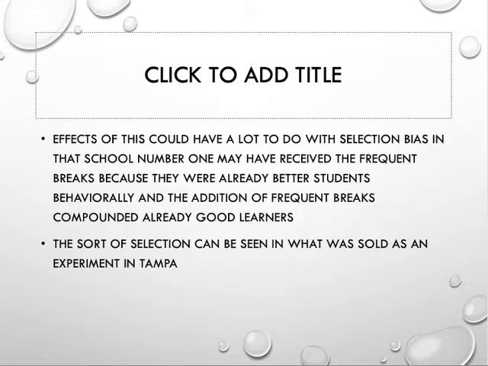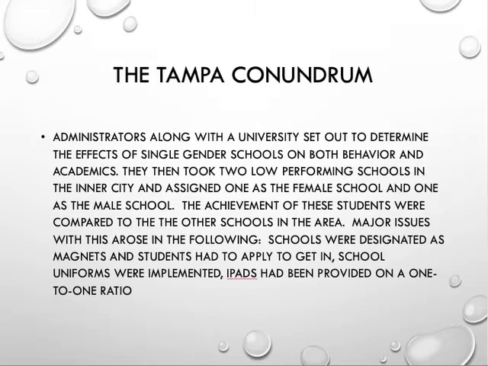This sort of selection could be seen in what was sold as an experiment in Tampa. Administrators, along with the university, set out to determine the effects of single-gender schools on both behavior and academics. They took two low-performing schools in the inner city and assigned one as the female school and one as the male school. The achievement of these students was compared to the other schools in the area. Major issues with this arose in the following.